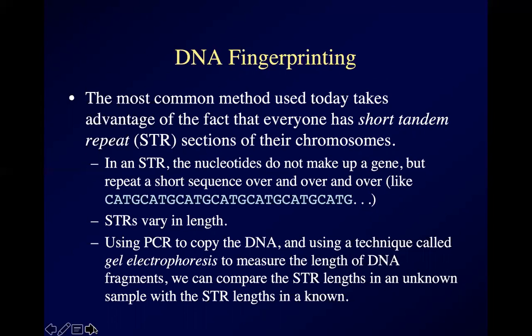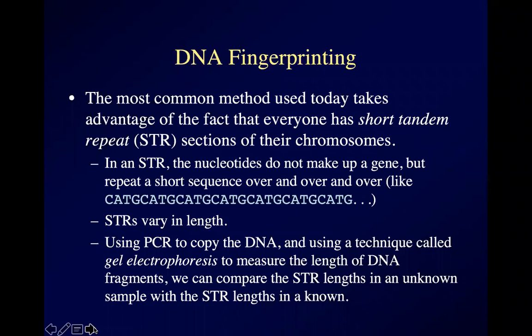And an STR is just a section of your chromosome where the nucleotides repeat a short sequence over and over and over. So there might be some part of one of my chromosomes that just consists of a repeated CATG, CATG, CATG, CATG, CATG, CATG, CATG. And those vary in length.